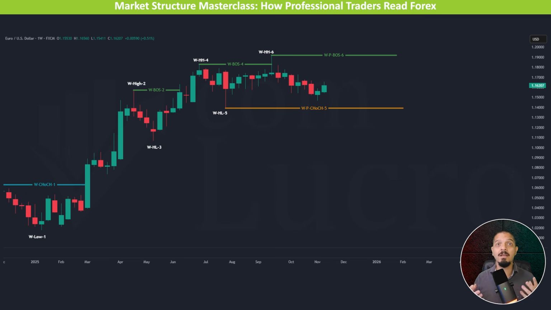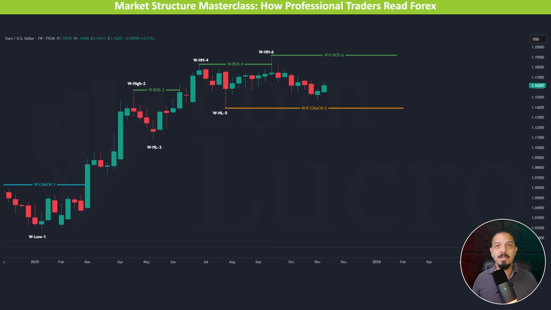During this expansion, price produces the event labeled Weekly Change of Character 1. This is the first confirmed signal that the previous bearish control has been broken. In other words, the market shifts from a bearish structure toward the beginning of a bullish structure. This entire move from Weekly Low 1 up to Weekly High 2 forms the first impulse movement. It establishes the foundation for the new bullish environment.